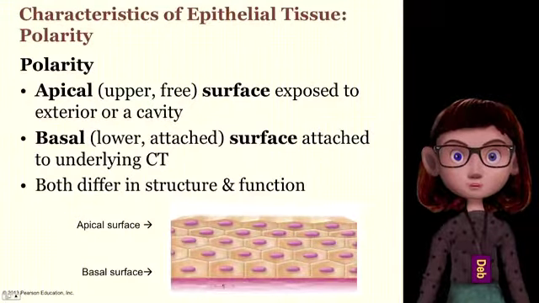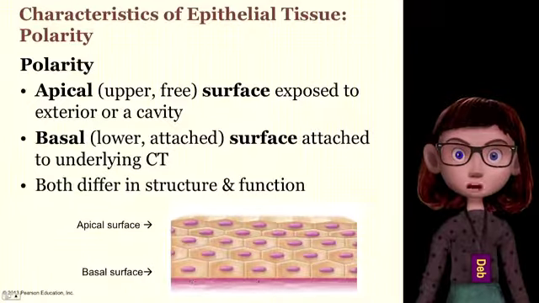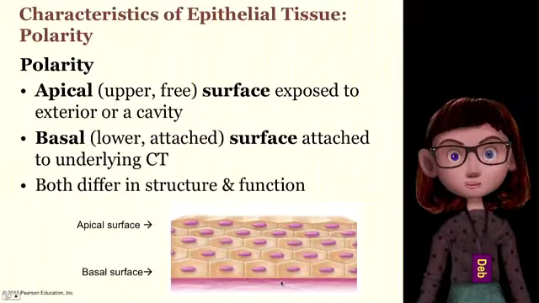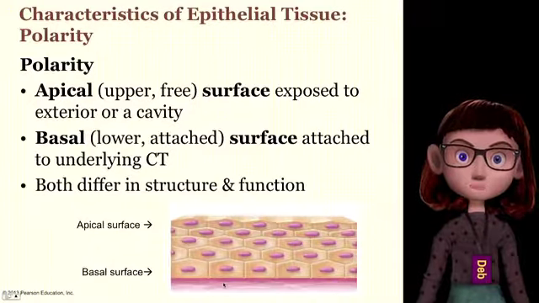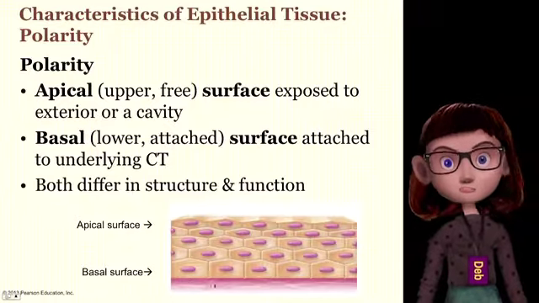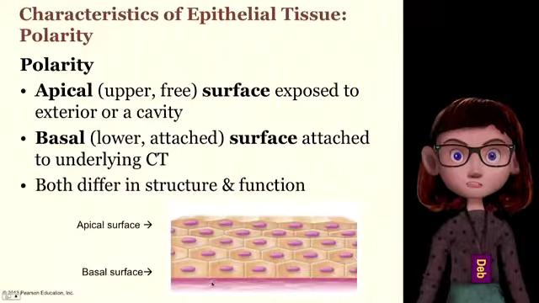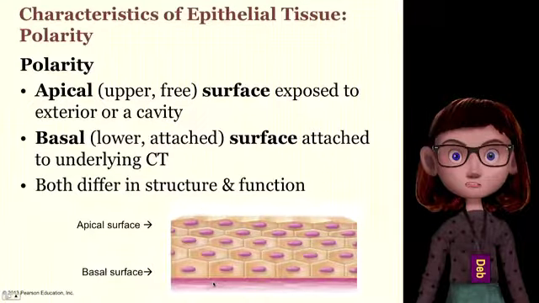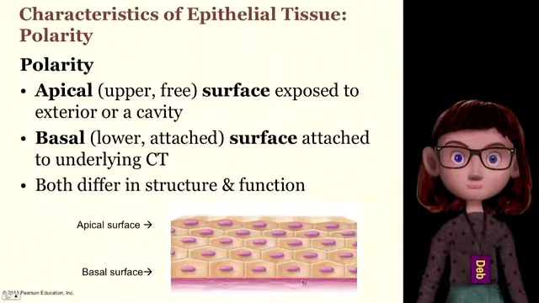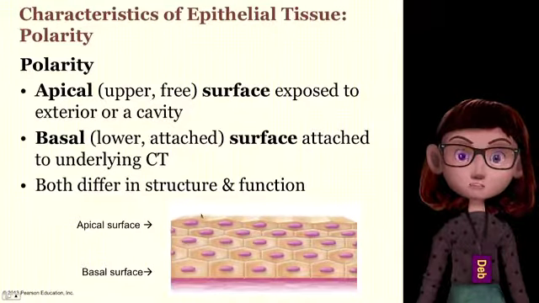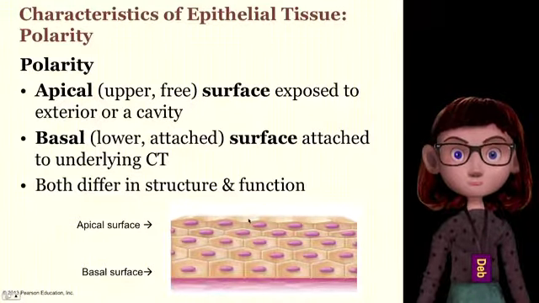You can see down here, this is the underlying connective tissue. We could just, for example, say this was the epidermis covering the surface of the skin, and this would be the connective tissue deep to that. What do you think is deep to the epidermis? Yes, you're right, the dermis. But anyway, the basal surface would be the deepest layer, just think of the basement, and this is the layer attached to the deeper structure, the connective tissue here. The apical surface is on the top.